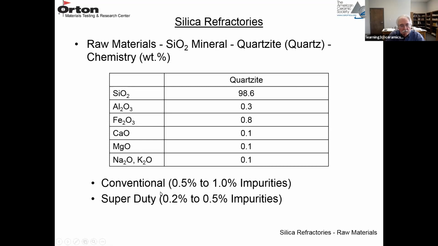So they classify this type of refractory as a conventional refractory if it's 0.5 to 1% impurities. If it's a more pure material, a super duty silica, it's 0.2 to 0.5% impurities. So that's the raw material.